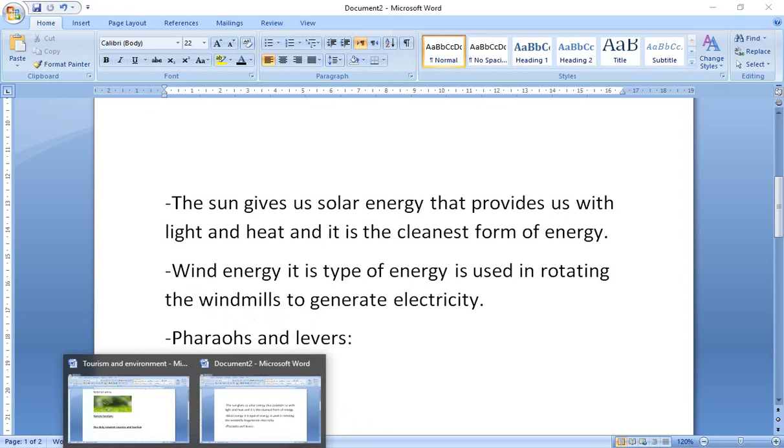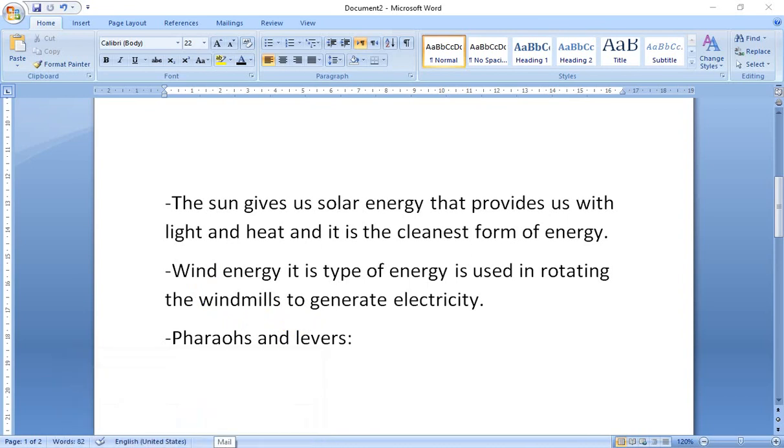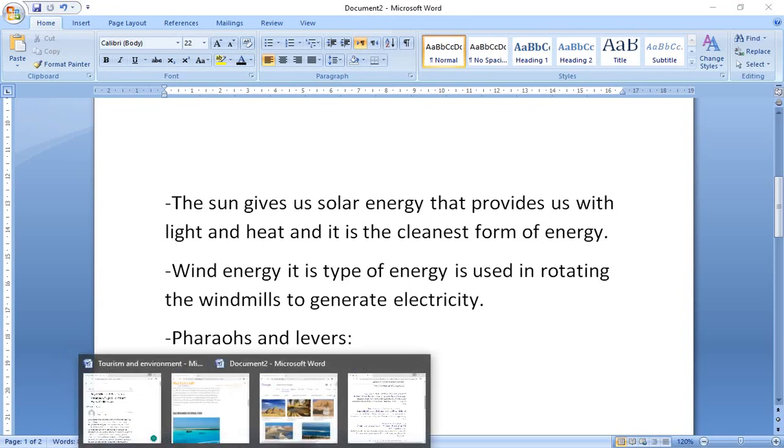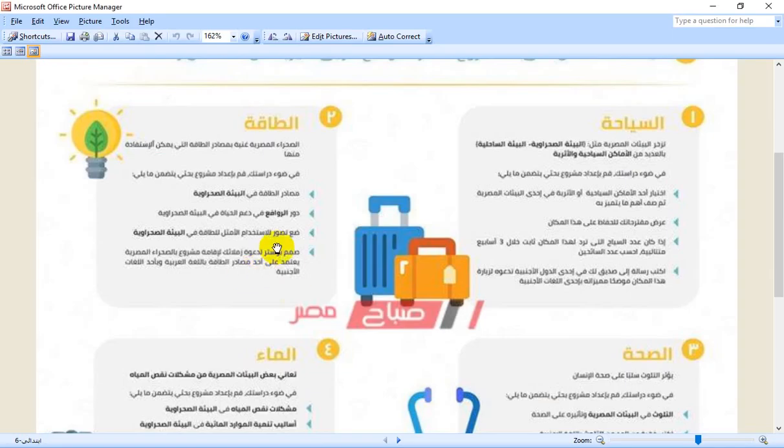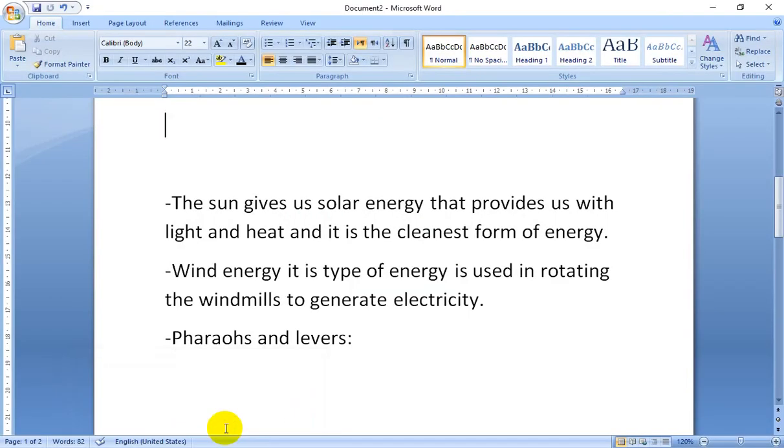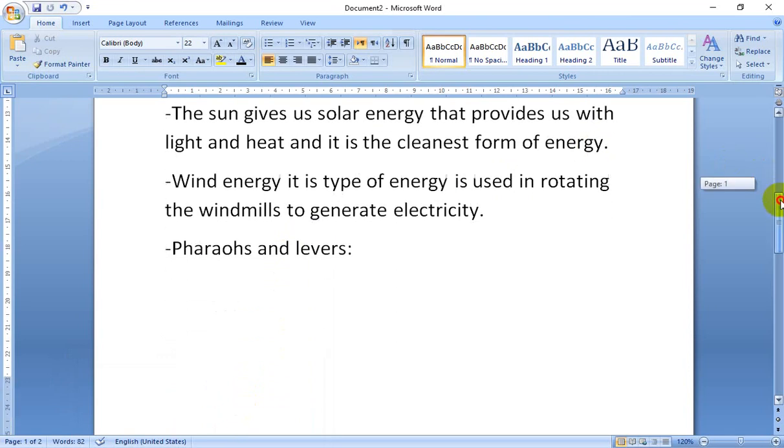Okay, but please don't copy this and write it in your research. You must write by your style. Okay, second point about levers in desert. So my idea is to write about pharaohs and levers. You know, pharaohs, they were in desert and in desert environment, and they used levers to build pyramids.